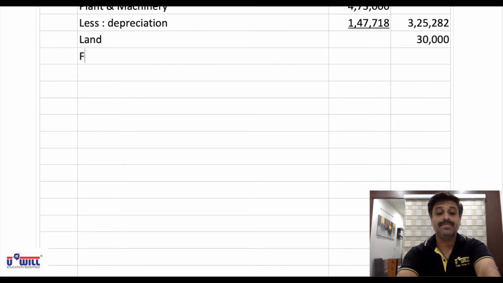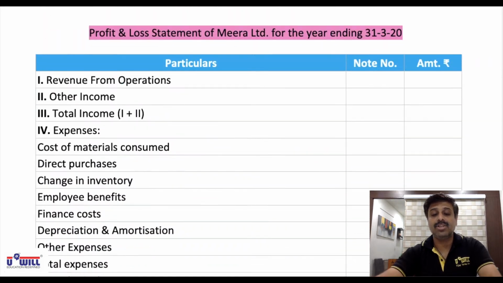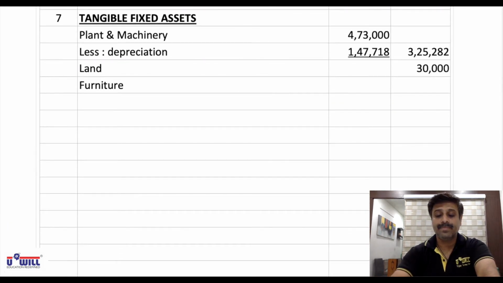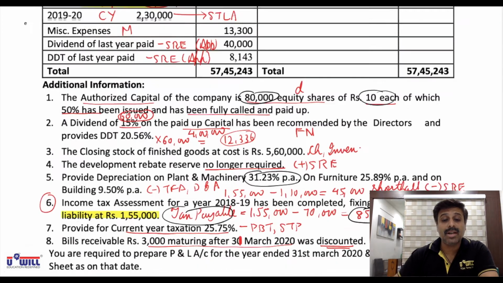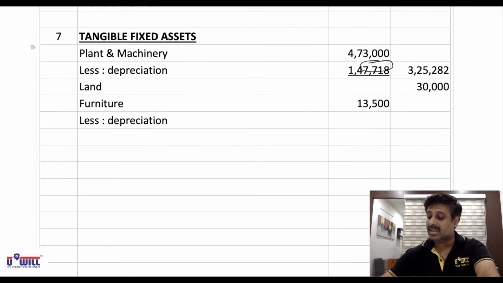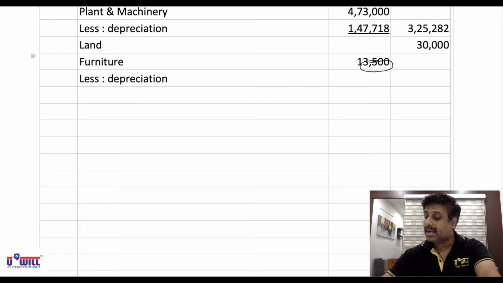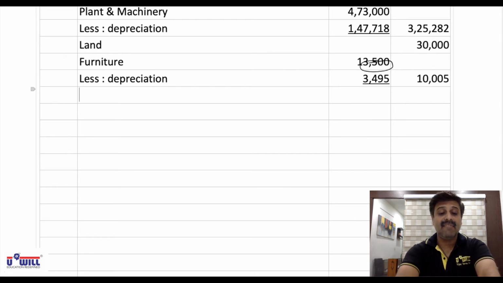Then we will have furniture. What is the furniture in inner column? We have to write 13,500. From that again, less depreciation. Now what is the rate of depreciation on furniture? Adjustment 5, 25.89%. So 13,500 into 25.89%. All of you counted 3,495.15. So 3,495. And if you subtract that, then 10,005.